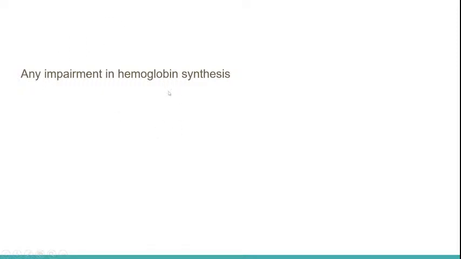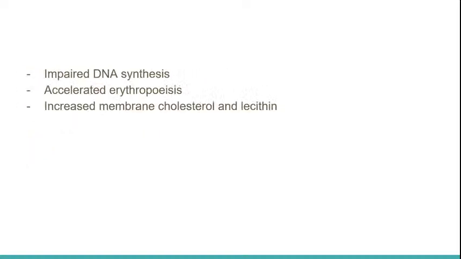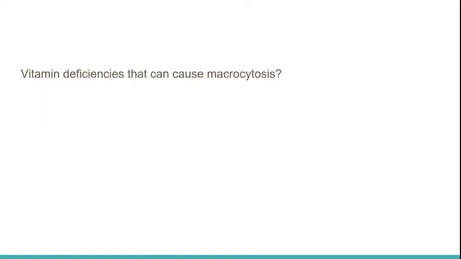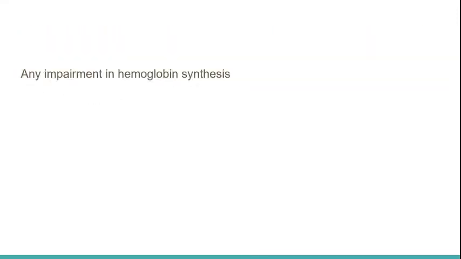For macrocytosis, there's a lot. Impaired DNA synthesis, just a review, guys. We're going to go back to that slide again, just for your information. DNA synthesis, accelerated erythropoiesis, and increased membrane cholesterol and lecithin. So in macrocytosis, the surface of the cells is the problem. In this case, what's inside is the problem, and basically it's the hemoglobin synthesis.